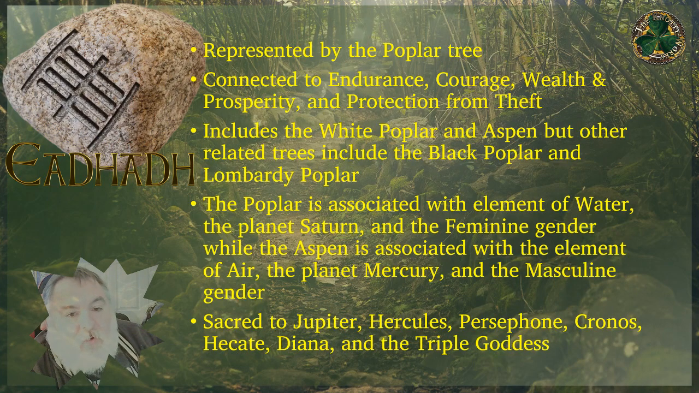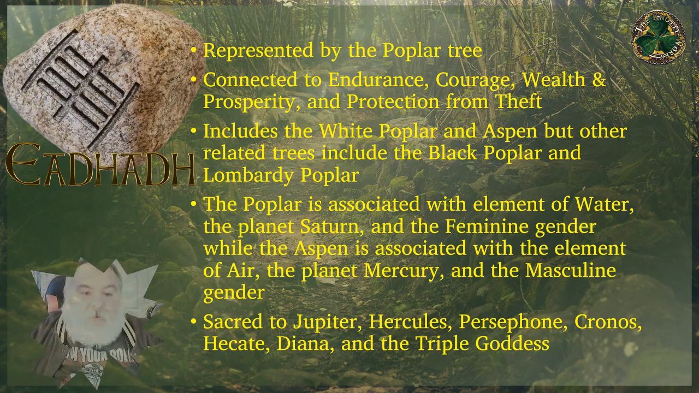Then we have the 4th character, Yggdrasil, I would pronounce it, which is letter E. 4 lines, straight across. Represents the poplar tree, connected to endurance, courage, wealth and prosperity, and protection from theft. Includes the white poplar, the aspen, but other related trees include the black poplar and the Lombardy poplar. Poplar is associated with the element of water, the planet Saturn, and the feminine gender, while the aspen is associated with the element of air, planet Mercury, and masculine gender. It is sacred to Jupiter, Hercules, Persephone, Cronus, Hecate, Diana, and the Triple Goddess.